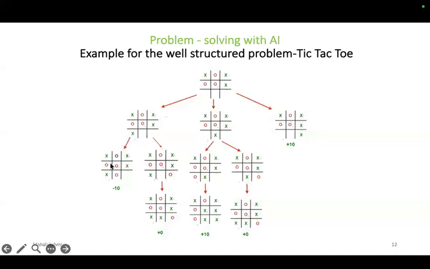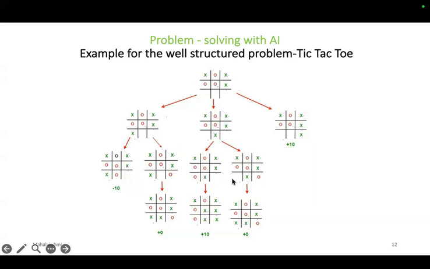The next turn goes to player O. In this particular state, O can be placed here or here. Similarly, in this state space, O could be placed here or here. Similarly, in this one, O could be placed here or here. With respect to all those combinations, you expose the state spaces with O here, here, and here. This is the state space we have arrived at.